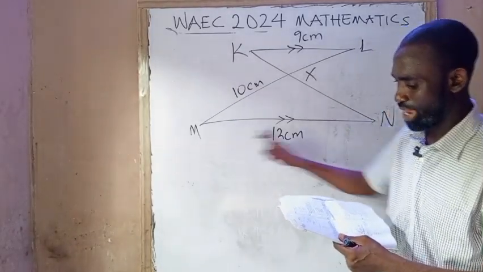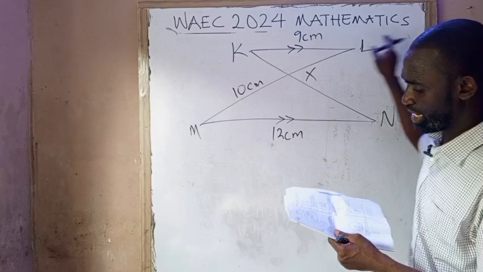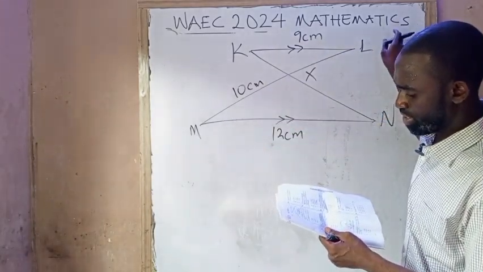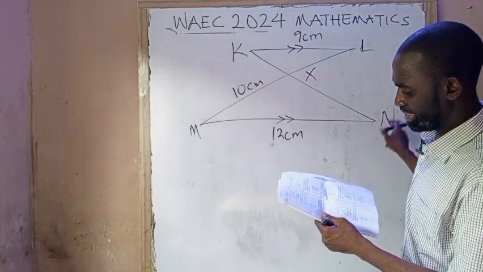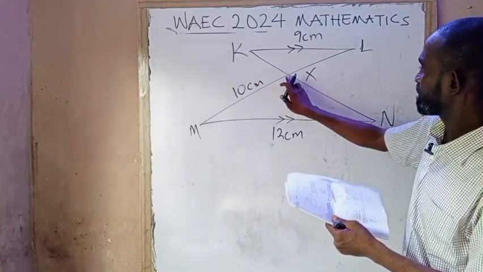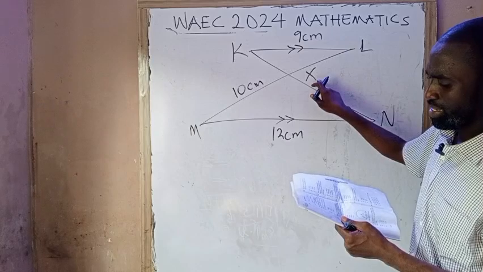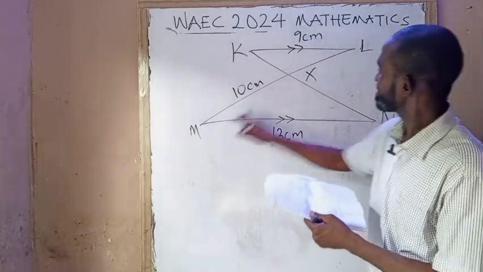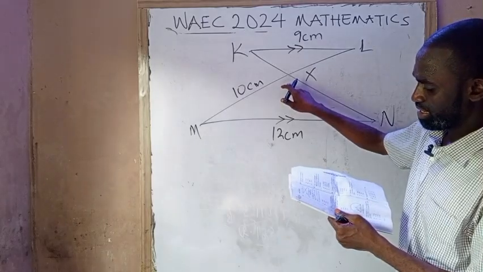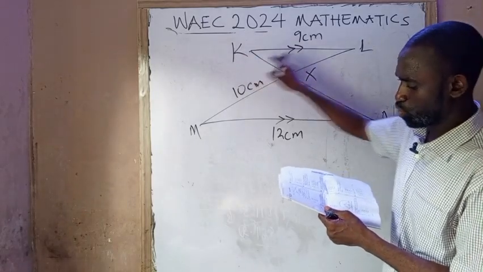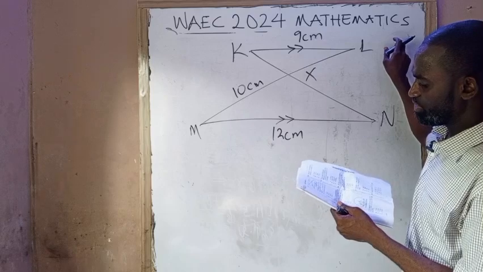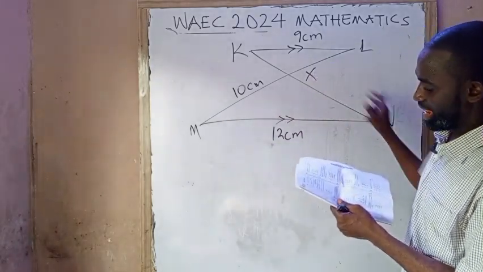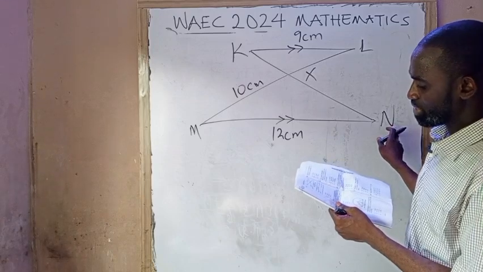The question says in the diagram, line MN is parallel to line KL. ML and KN intersect at X. This is where they meet. So if line MN is 12, then line MX is 10, and line KL is 9 cm. If the area of MXN is 16 centimeters squared, find the area of LXK.